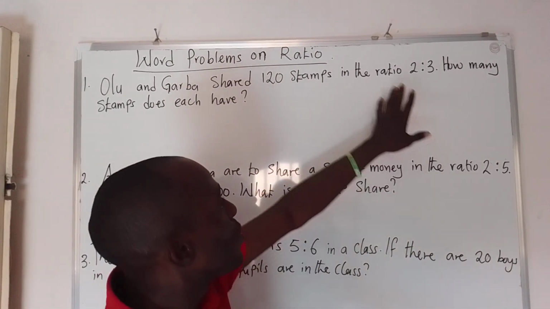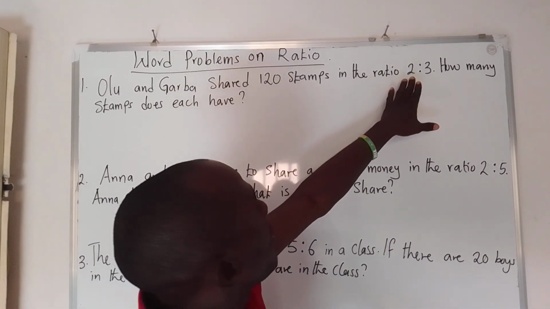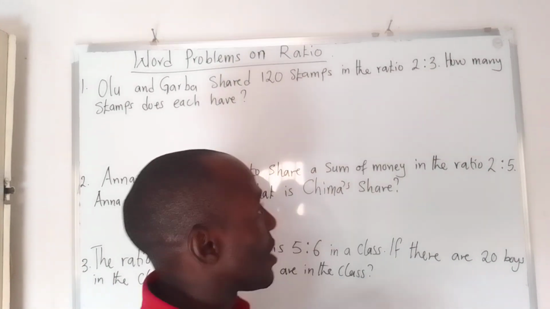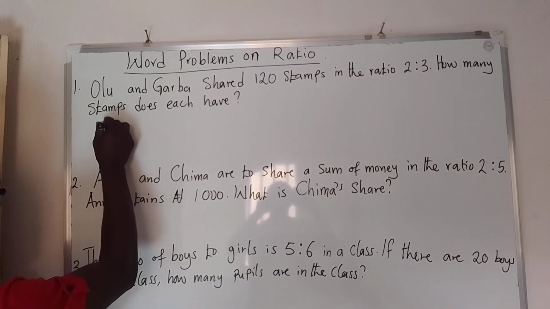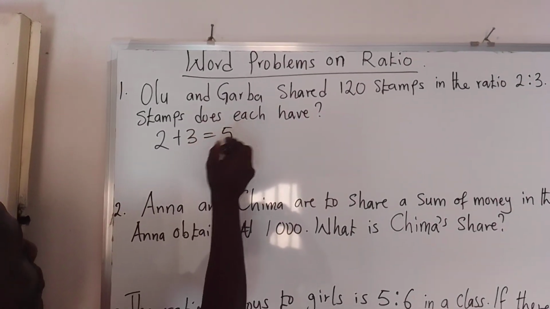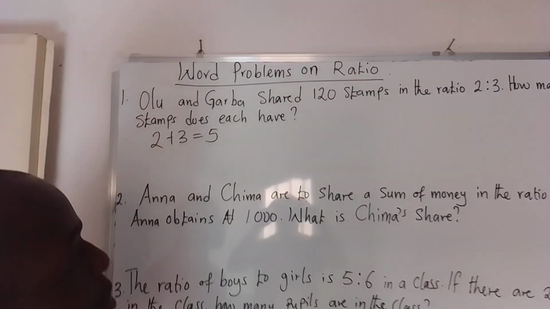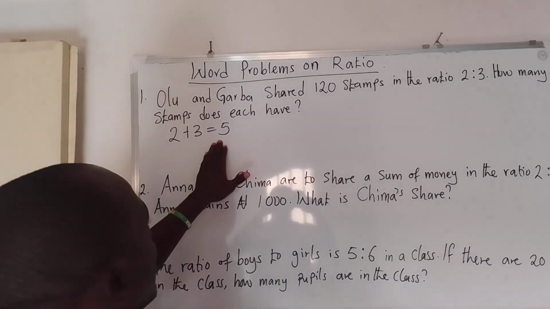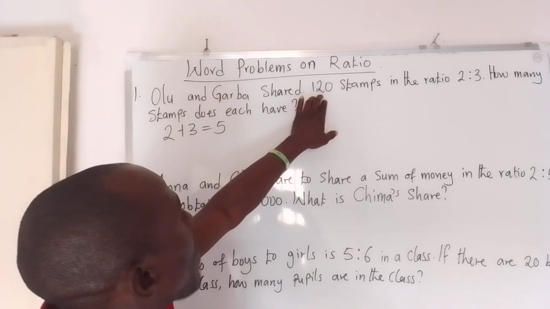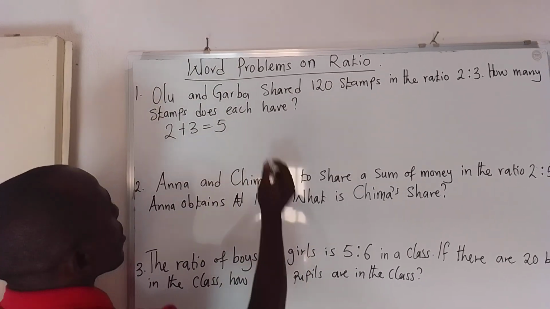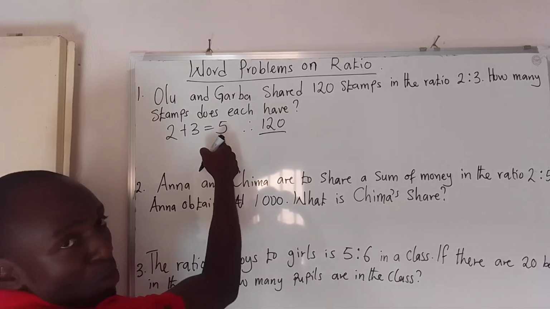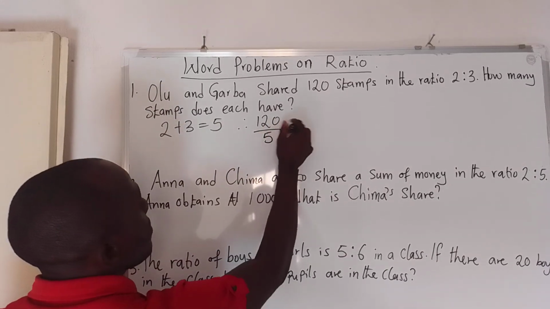Okay, the first thing to do is, since they share in the ratio of 2:3, add the two ratios together. Quickly, you add 2 plus 3, it will give us 5. So once you add the two ratios together, it gave us 5. Now, this is the stamps that both of them shared. So we divide this 120, therefore, 120 divided by the total number of the ratio, divided by 5.